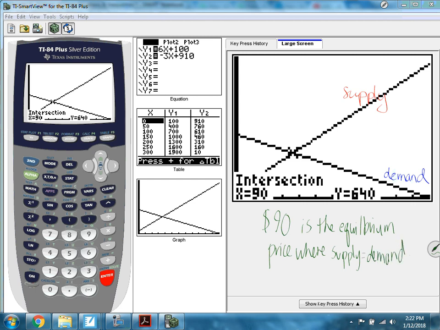Okay, so it looks like if they set the price of the CD players at $90, supply and demand will be equal.